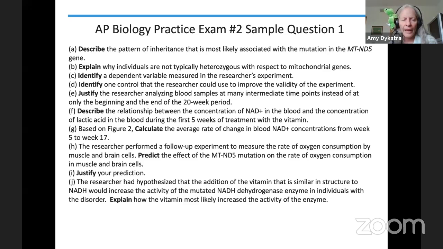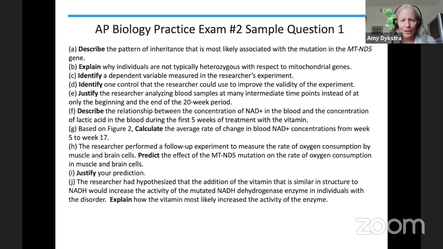17. H, the researcher performed a follow-up experiment to measure the rate of oxygen consumption by muscle and brain cells, predict the effect of the MTND5 mutation on the rate of oxygen consumption in muscle and brain cells. I, justify your prediction. And finally, J, the researcher had hypothesized that the addition of the vitamin that is similar in structure to NADH would increase the activity of the mutated NADH dehydrogenase enzyme in individuals with the disorder. Explain how the vitamin most likely increased the activity of the enzyme.